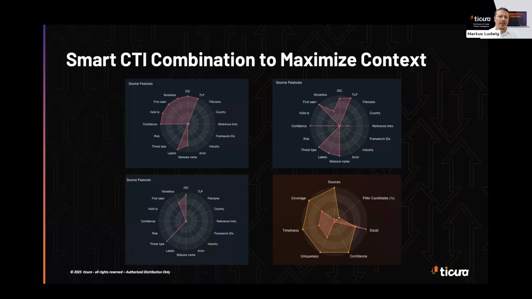That is one of the measurements that we typically use when it comes to optimization, right? So one source might only have an IOC and a first seen date. The next one has confidence information. The next one has maybe risk information, malware names, actors, industries, reference URLs. And you can combine them if they have a certain amount of overlap, of course.